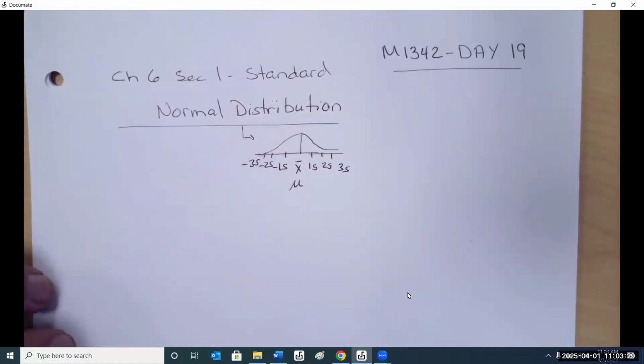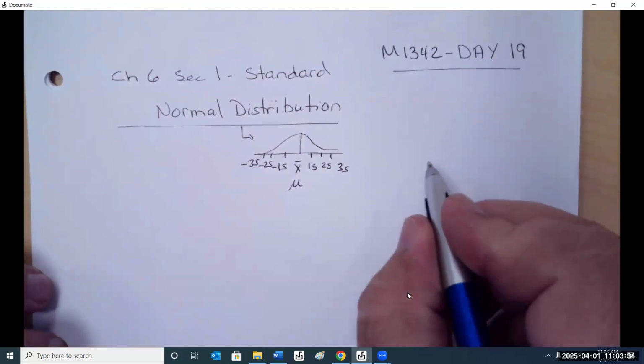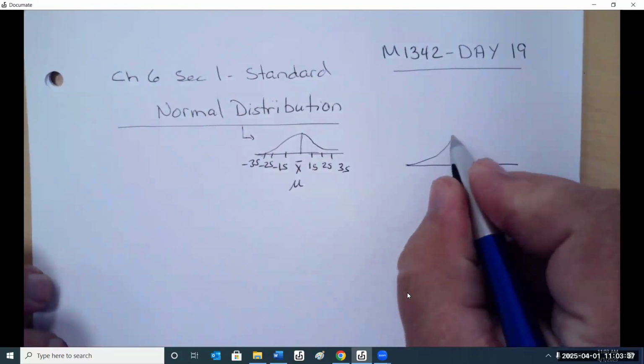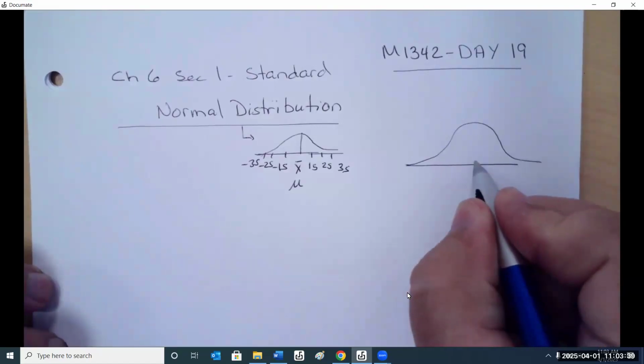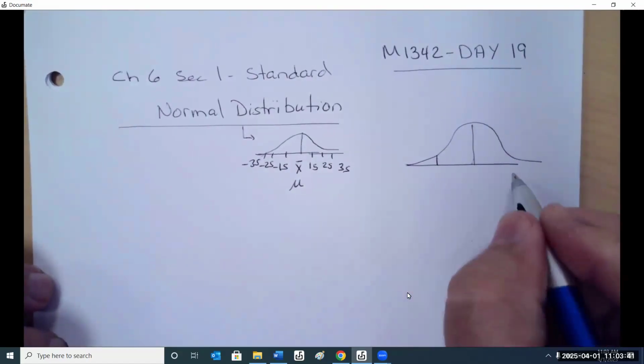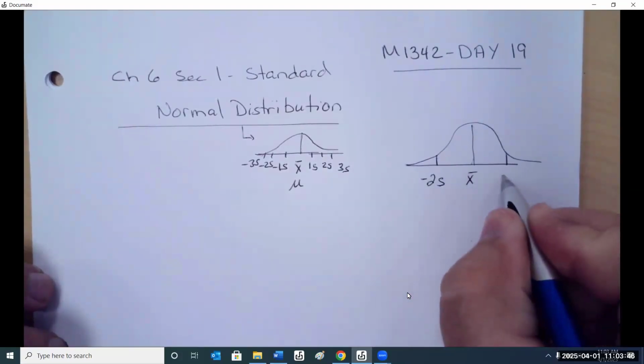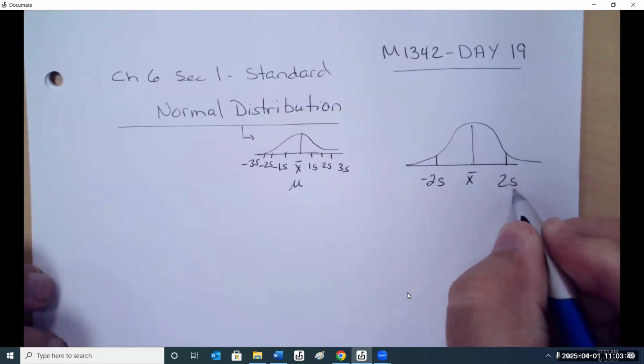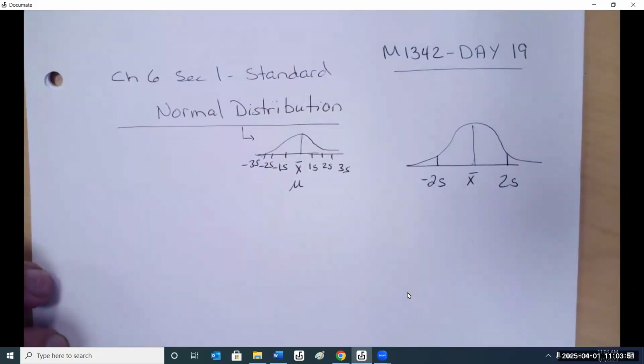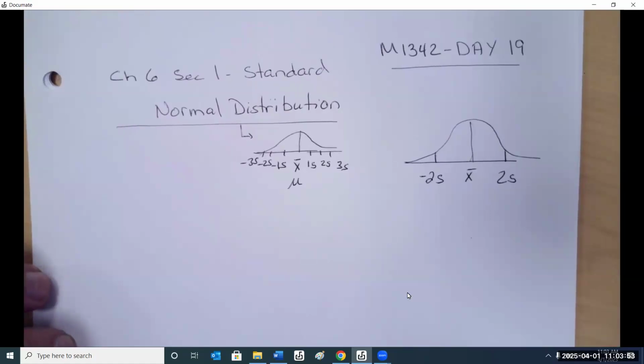We've looked at these, we talked about them before. We specifically talk about distributions at the positive and negative two standard deviations. What do we use that for? What did we use that for?